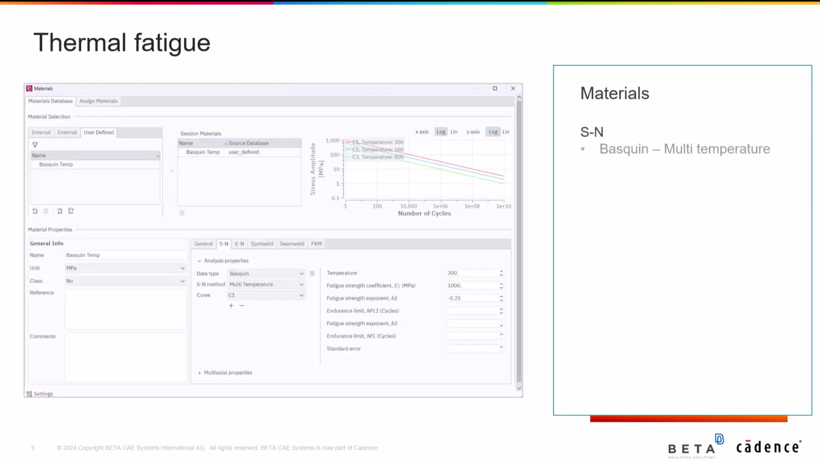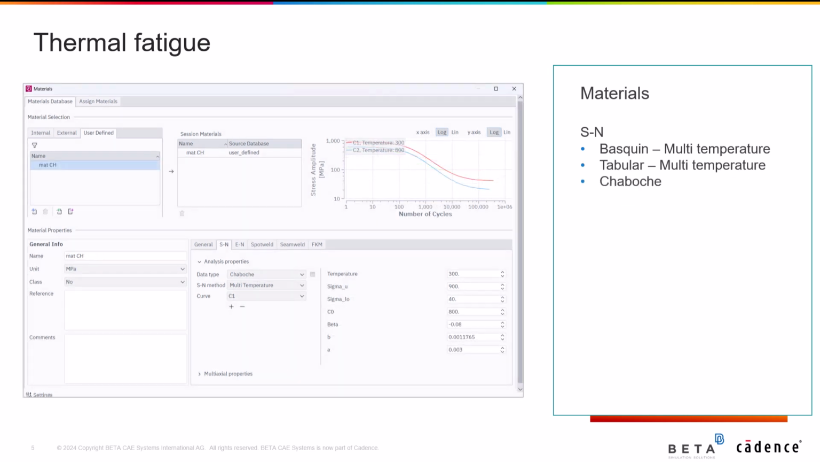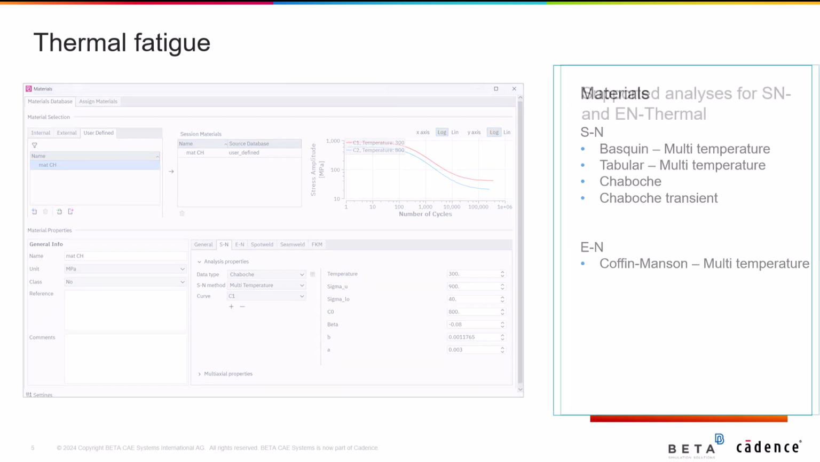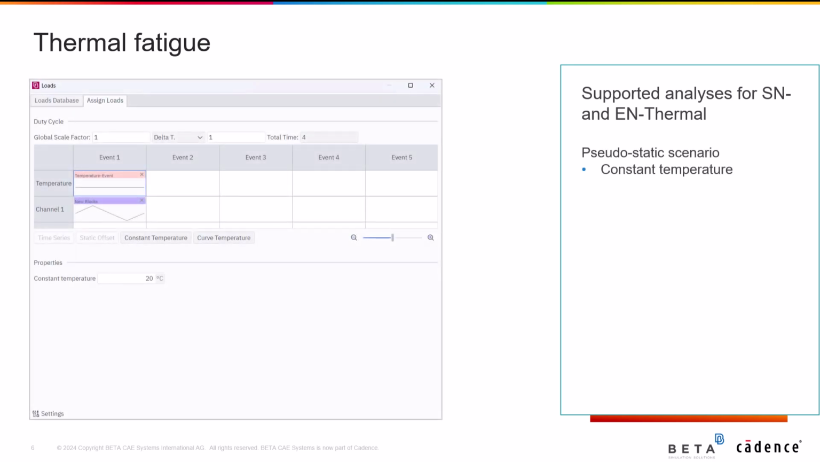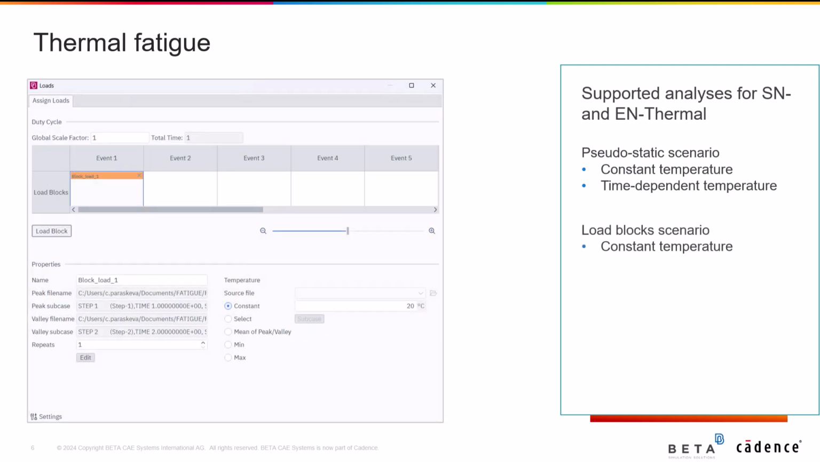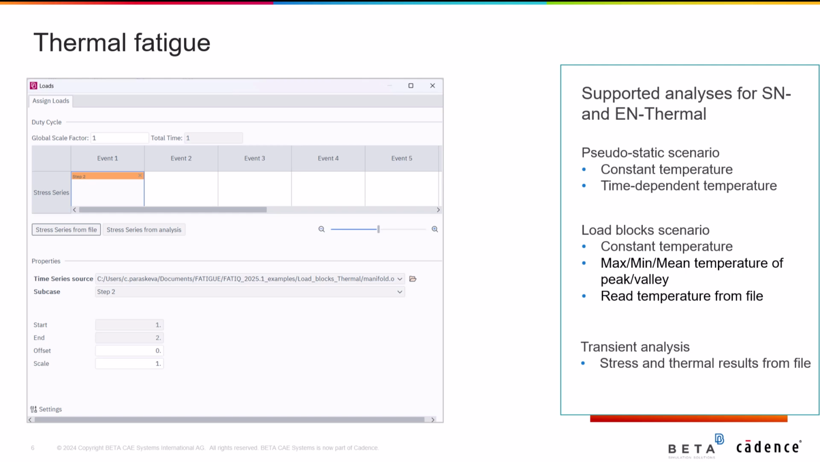Moving on with the presentation, we have the definition of materials used for thermal fatigue. Different SN or EN curves can be defined per temperature. Chaboche model is also supported. Thermal fatigue is supported for both SN and EN analyses. The input results can be pseudo-static, with constant temperature or time-dependent temperature. They can be of type load blocks, where the temperature can be constant or defined by the maximum, minimum, or the mean temperatures of the respective peak and valley. There is also the possibility to read temperature from file. For transient analyses, the stress and thermal results are read from the file.